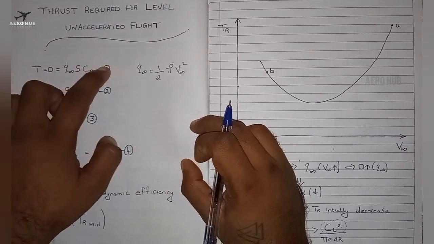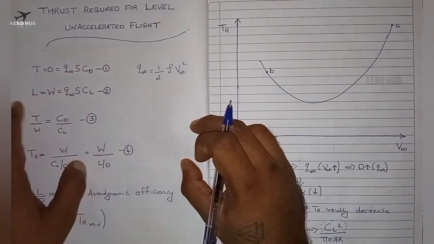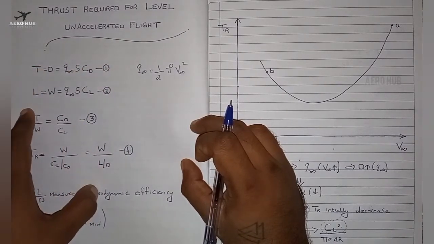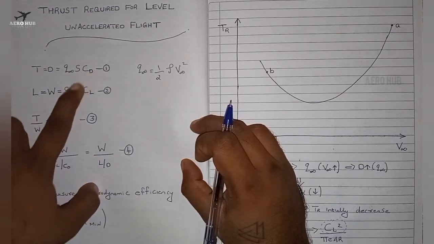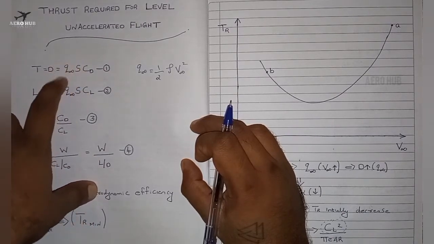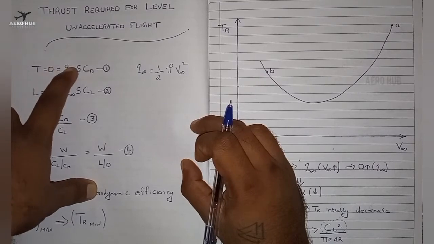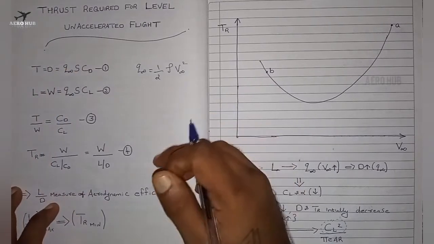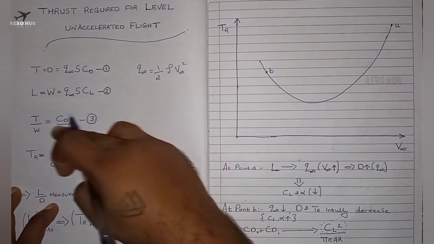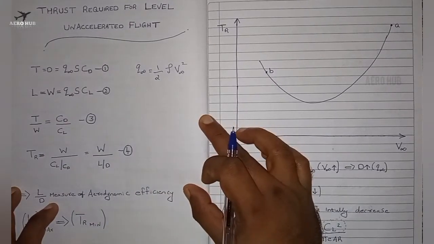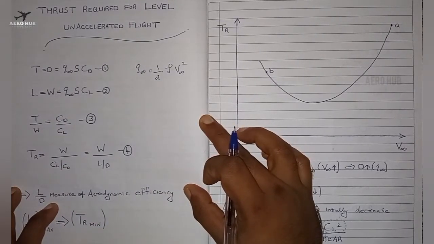Now I am dividing equation number 1 by equation number 2. So I will be getting thrust upon weight is equal to CD by CL. Q infinity S will be cancelling out from both equation 1 and equation 2. So finally I will be getting equation number 3, T by W, that is nothing but the thrust to weight ratio, is equal to CD by CL.